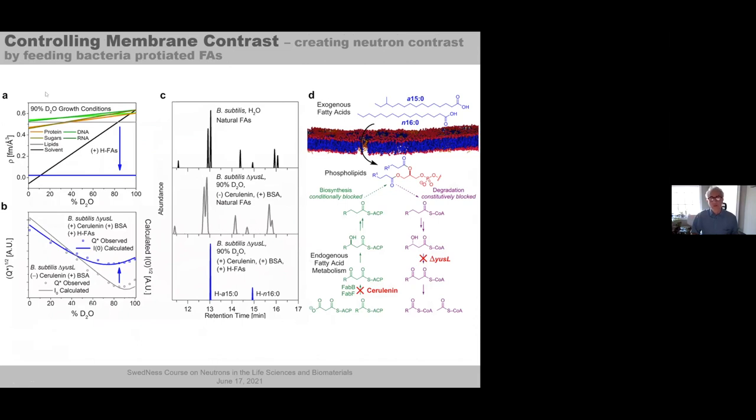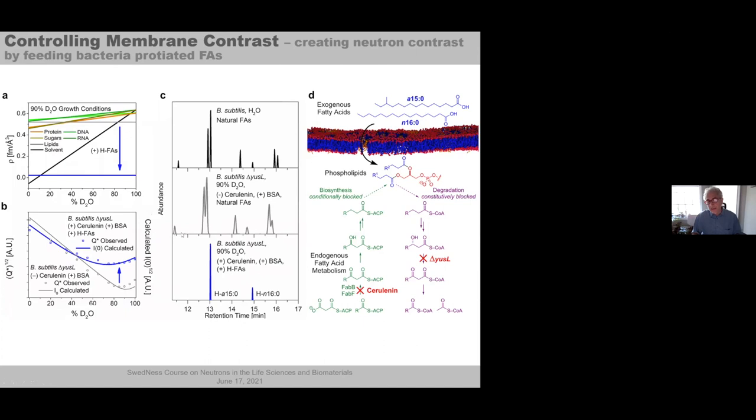And then if you do that, then you will create this contrast over here, right? Because everything else still will be deuterated except for the membrane, because you've shut down its pathways. It needs to survive. You now feed it two fatty acids, which was not the seven fatty acids that it usually has. It usually has seven fatty acids. We feed it two, a low melting and a high melting, which will go into liquid ordered and liquid disordered, we think. And if you do the natural Bacillus, you'll see all the different fatty acids.